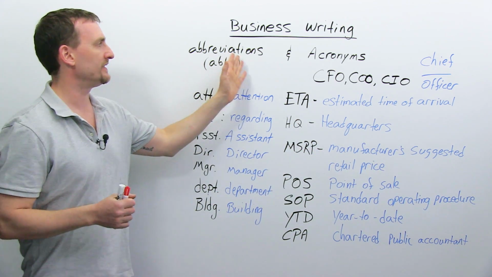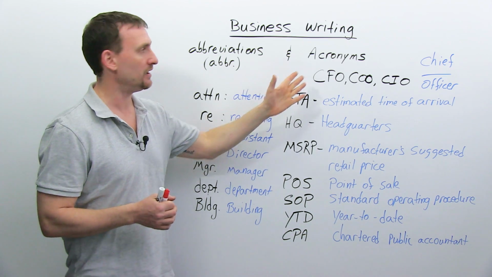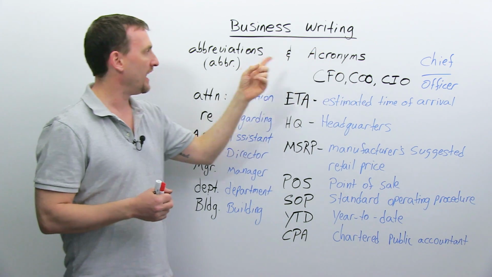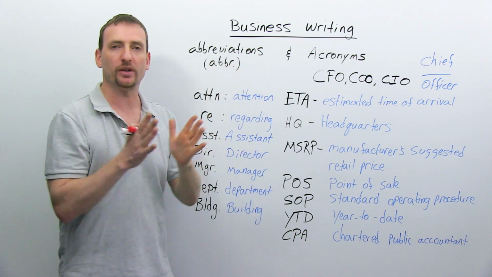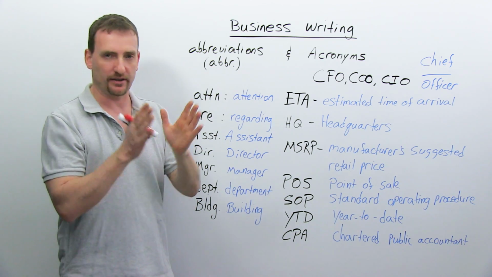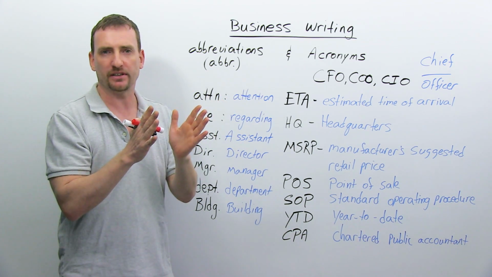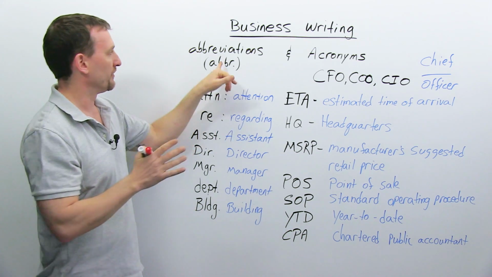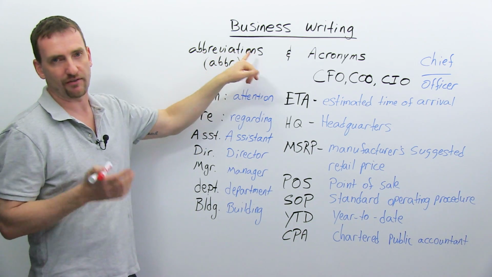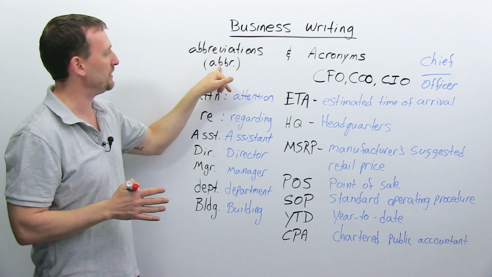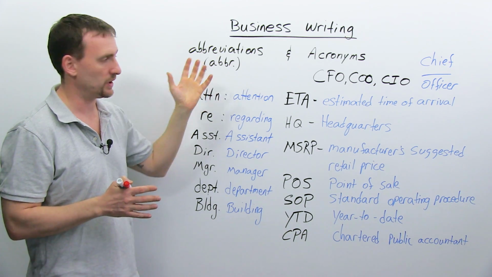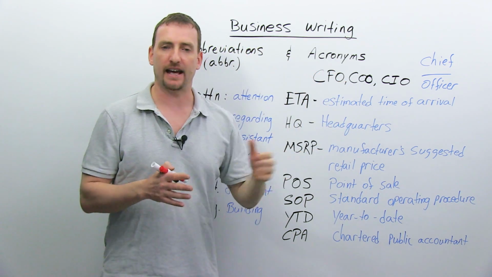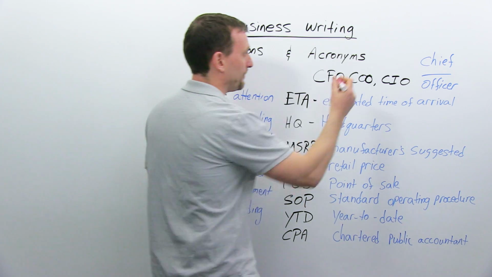So first of all, what's the difference between an abbreviation and an acronym? An abbreviation is a shortening of a word. Okay, it's one word and we cut out a bunch of letters and we make it shorter. So for example, the abbreviation of the word abbreviation is ABBR dot. Okay? Acronyms, on the other hand, are basically initials.